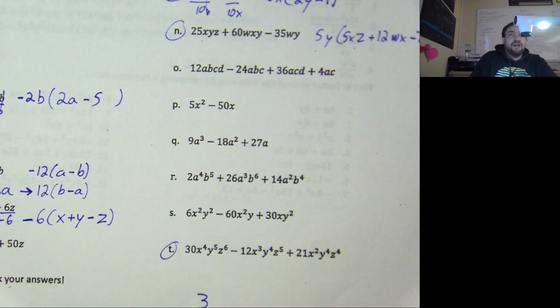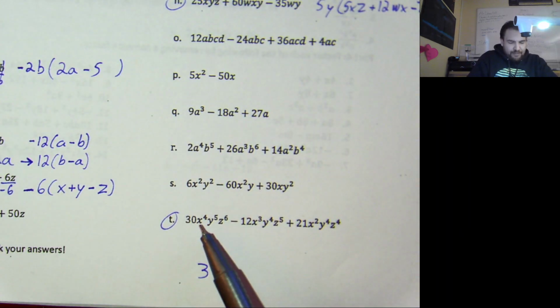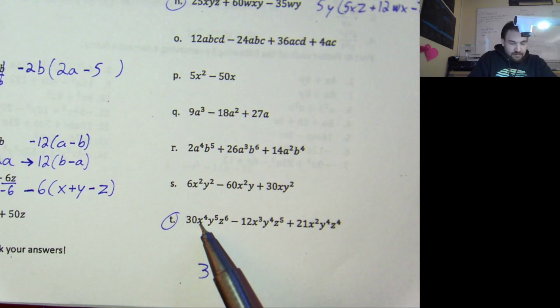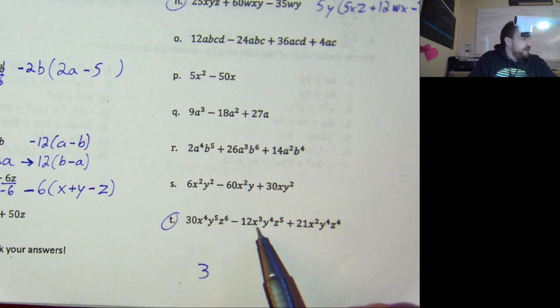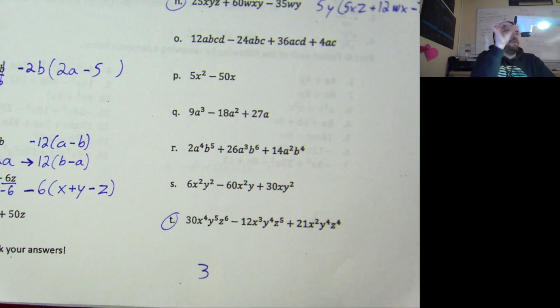Okay, and so now we look. This is similar to an example I did with you, I think. How many x's are in this one? How many x's are multiplied together in this one? How many x's are multiplied together in this one? So what is the largest number of multiplied x's that I can pull out? 2.